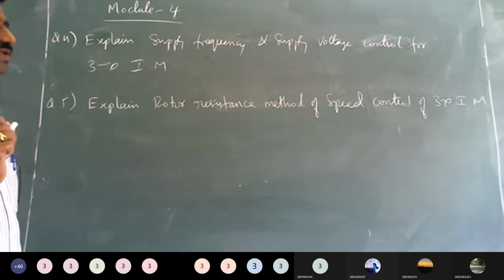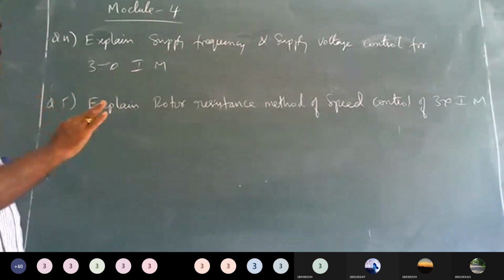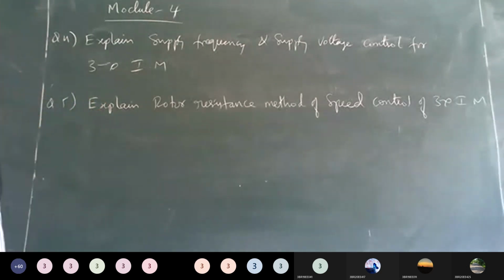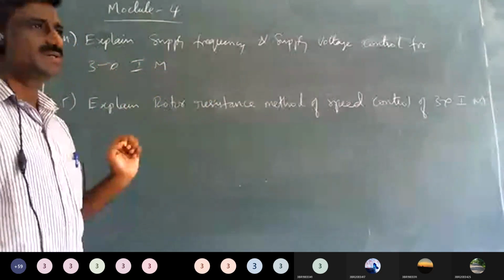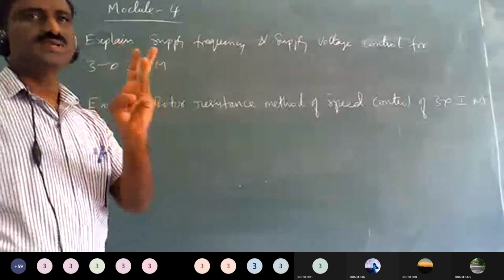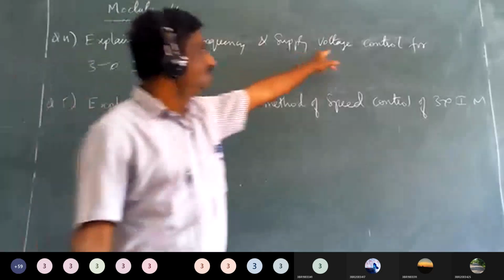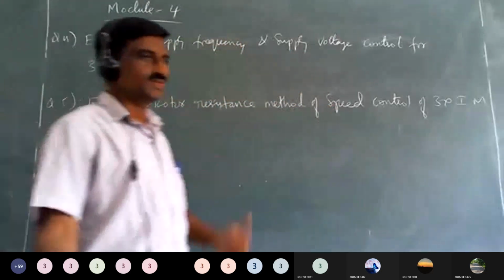In the 4th module, no numericals. So whatever you study, it's an advantage. You can attempt the full question. Explain supply frequency and supply voltage control, and explain rotor resistance. Even other methods are there, total 7-8 methods. As per your syllabus, only 3 methods are mentioned: frequency control, voltage control, and rotor resistance control. Okay, we'll discuss one by one.